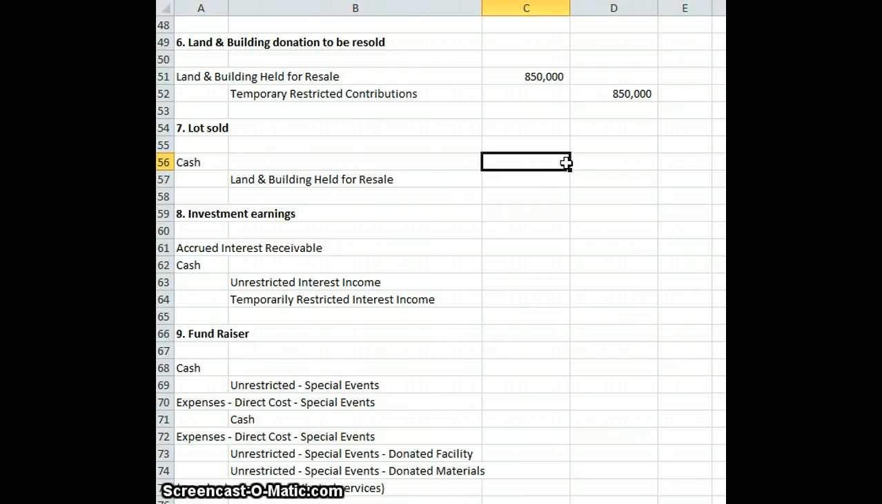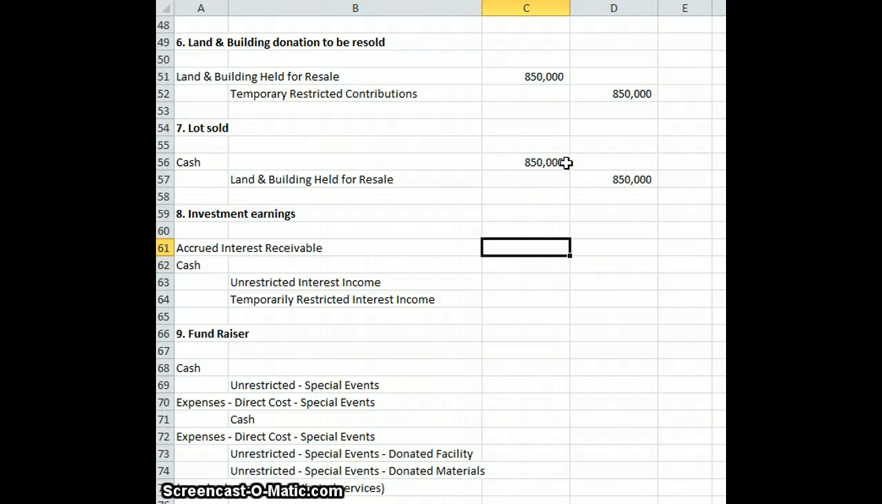So at number 7, then we turn around and we sold that building for its fair market value of $850,000. So again, straightforward, and $850,000. Our resale building is going to be credited for $850,000, and we have the cash, and the building is off our books.